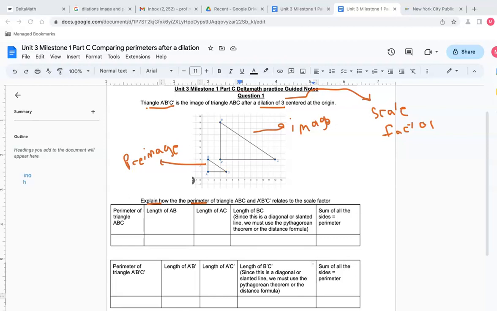So we're going to find the perimeter of both triangles. That's what we're about to do, all right? So with that said, let's go ahead and find the perimeter. To do that, we have to find the length of each side. So what is the length of AB?